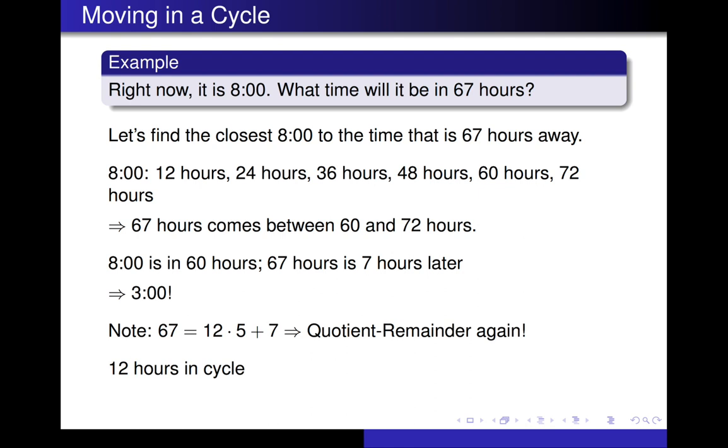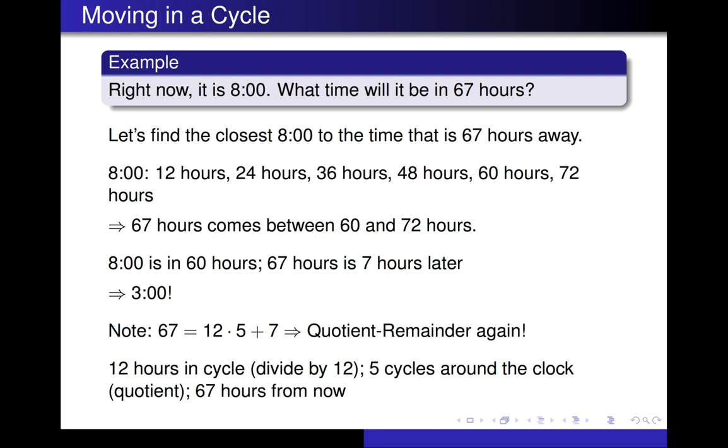12 hours in a cycle, that's where the 12 comes from. And we're dividing by 12, right? There are 5 cycles around the clock that we're taking to get to that last 8 o'clock that comes before 67 hours. That's our quotient. 67 hours from now, that's what we're dividing. We're dividing 12 into 67.